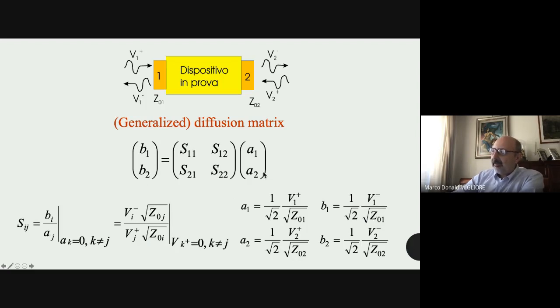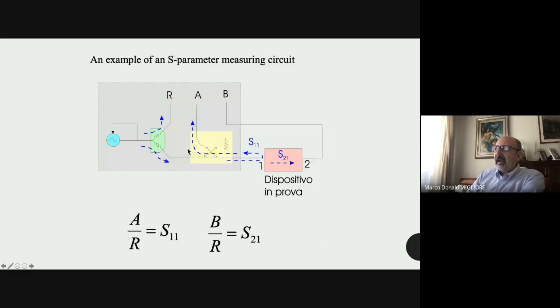Basically, what we have in this matrix are two reflection coefficients, S11 and S22, and two transmission coefficients, S21 and S12. By this matrix, we are able to characterize this device at microwave frequency. So when we talk about S parameters, we talk about reflection or transmission parameters, and this is basically a measurement of reflection or transmission.